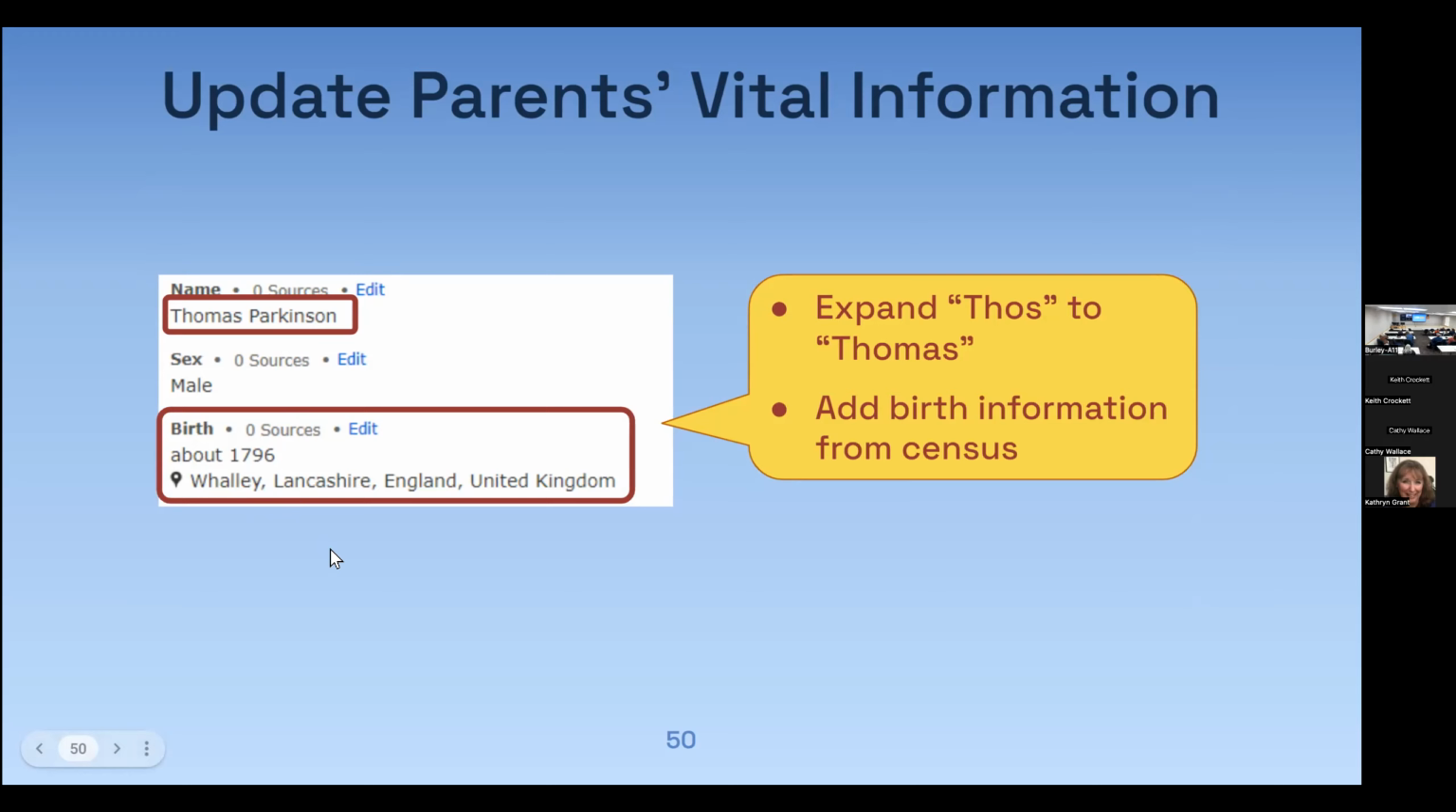Because it helps prevent future bad merges. Now it's very obvious this guy is not the Bolton Thomas. Whereas before, he had no birth information, and that's part of the reason it was easy to make a bad merge.